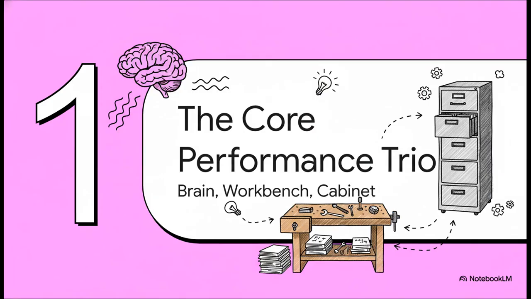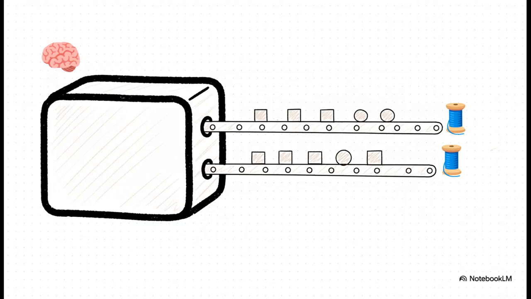All right, so now that we've cracked the code on RAM, let's zoom out and see how it fits into the bigger picture. The easiest way to think about your PC's performance is as a trio. You've got the brain, the workbench, and the filing cabinet. First up, the brain of the whole operation, the CPU. Inside that CPU, you have physical cores. Think of them as the actual workers.